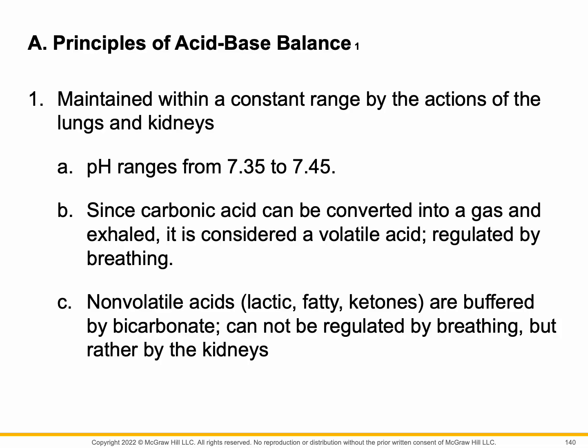So acid-base balance is maintained within a constant range by the actions of both the lungs and the kidneys. The pH ranges from 7.35 to 7.45, and since carbonic acid can be converted into a gas and exhaled, it's considered a volatile acid and regulated by breathing. Non-volatile acids such as lactic acid, fatty acids, and ketones are buffered by bicarbonate. It cannot be regulated by breathing, but rather it needs to be regulated by the kidneys.